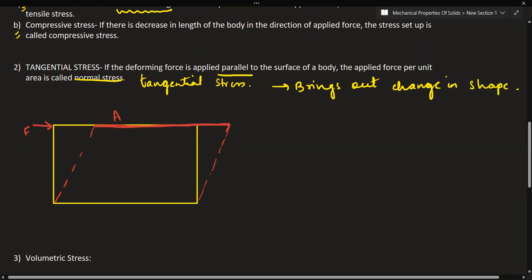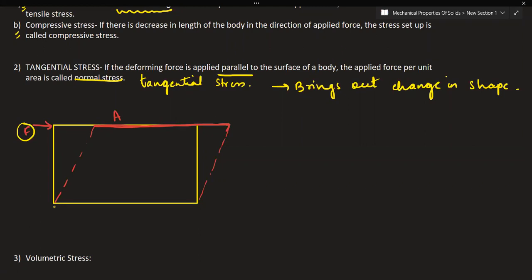Now let's see how it brings a change in shape. This rectangular portion, the yellow line which you see, is the original shape. Now I have applied a force parallel to the surface. Perpendicular was like this, but it has been applied parallel to the surface. Since it has been applied on the upper layers, won't it shift the upper layers a bit far while the lower layers remain intact? You can see this in your daily life as well.